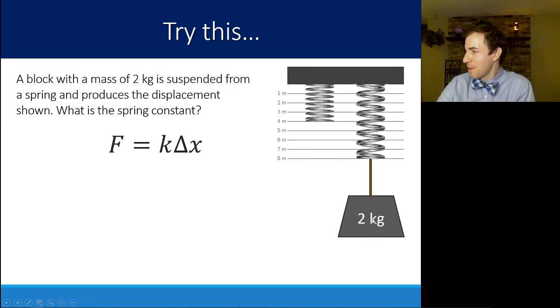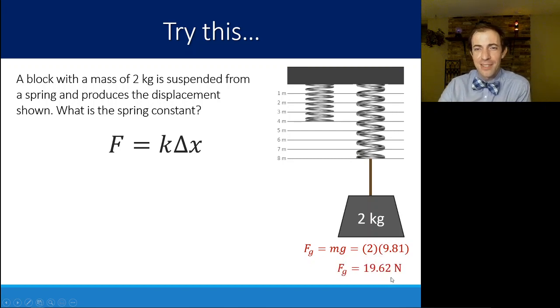Well, the force is going to be the force of gravity here. This is a 2-kilogram mass. Force of gravity is just mass times gravity, so 2 times 9.81 will give me 19.62 newtons of force being applied to that spring. We also need to know how far it stretches. Again, the stretch, this X, isn't going to be 8 meters. It's not the total length of the spring. Instead, it's how much it stretched from before we applied a force, and that answer is 4. So the delta X, the change in our stretch, is 4 meters.